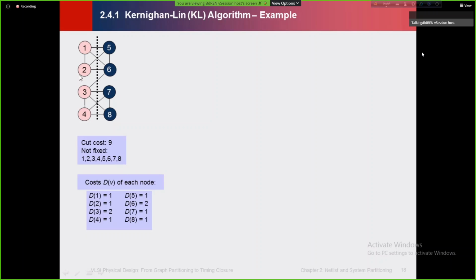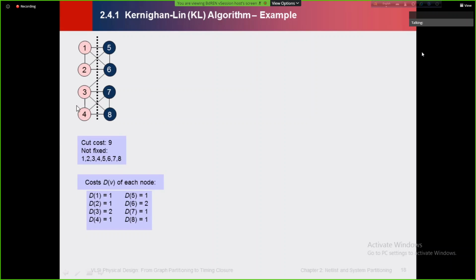So now what we have to do, the next job is to swap the two of those nodes, right? We need to swap from one side to the other side and find how much will be the gain, right? You see that now the cut cost is 9, so we need to minimize.